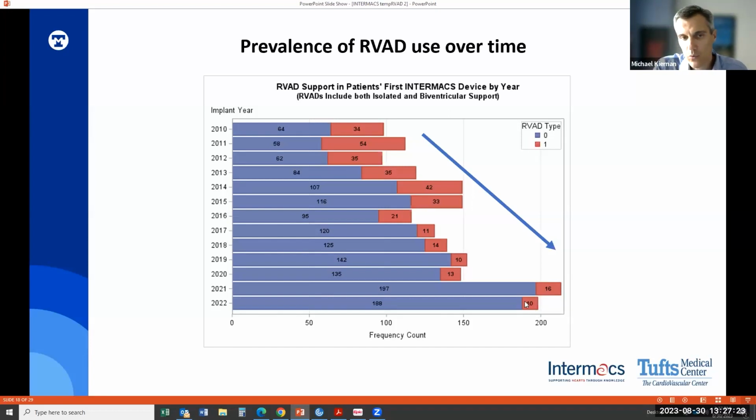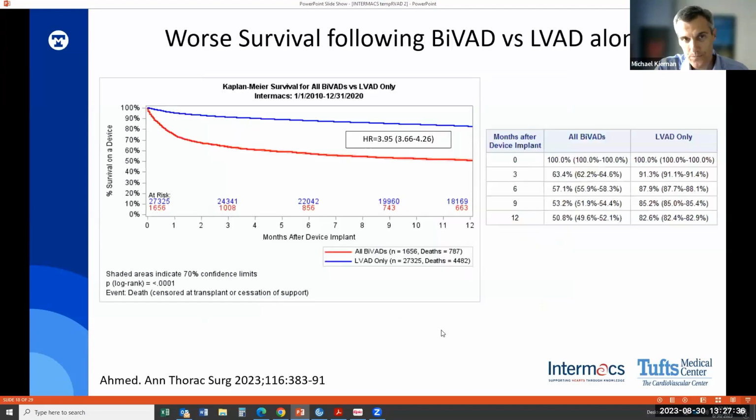There's only 10 that were recorded in 2022 and 16 in 2021. So the majority of these are either Centramag RVADs or Impella RP type configurations. So how do these patients do? Again, it really mirrors, and there's some overlap. Again, about 5 years of data worth of overlap, but in this contemporary cohort, we're seeing survival between 50 and 60% at 6 months and closer to 50% at 9 months.